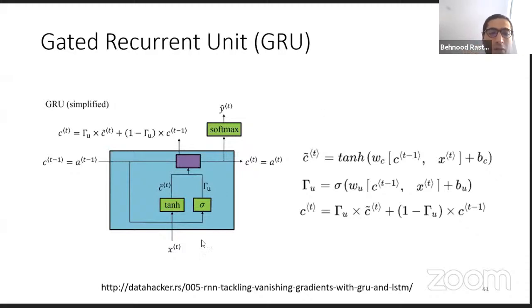You can also show these equations with this block diagram that is very similar to the RNN with this extra CT, and in this case CT is equal to AT and CT minus 1 is equal to AT minus 1. So this is a very simplified version of GRU, and again we are using tanh as the function for the candidate CT and the sigmoid function for the update gate.